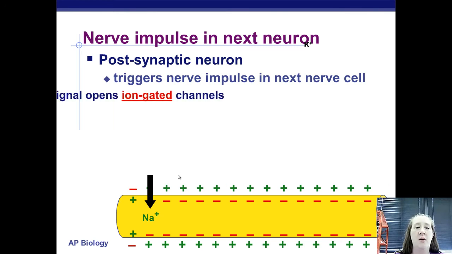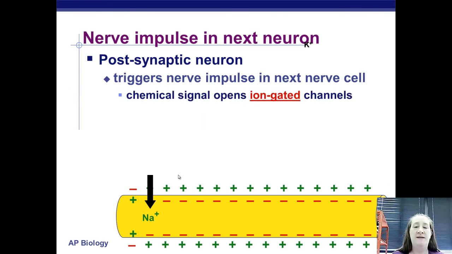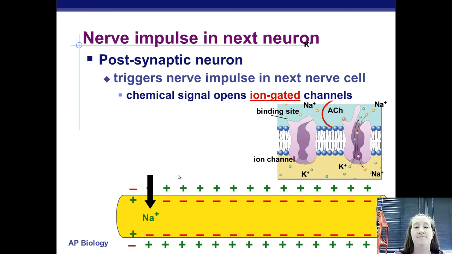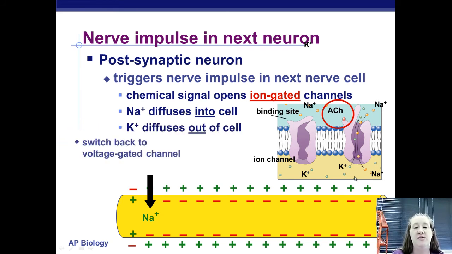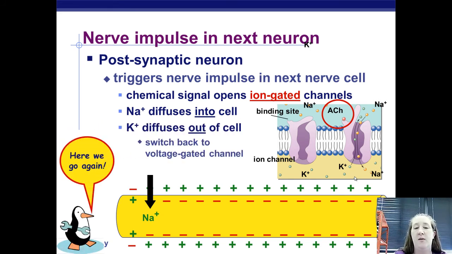Once the signal is received at the next neuron, it's going to, same thing, open up the sodium channels, and the whole thing is going to happen again. So here's your neurotransmitter. This is acetylcholine. It binds with this receptor protein and causes sodium to come rushing into the cell, triggering this new neuron. And here we go again.